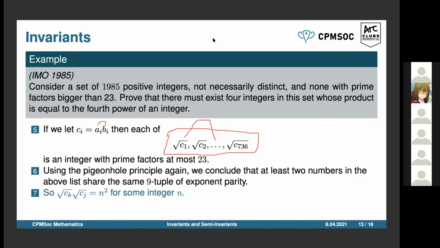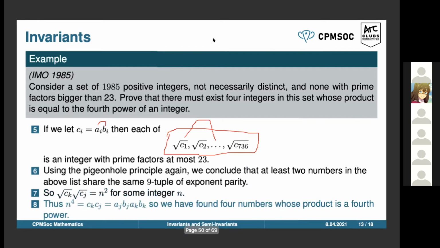Okay, so go to the next dot point. Now we can square both sides. So n to the power 4 is CK times CJ. But remember that each of the C's are a product of 2 of the original numbers in the set. So CK is AK, BK, and CJ is AJ, BJ. So we have found 4 numbers whose product is a 4th power. That's it, we are done.